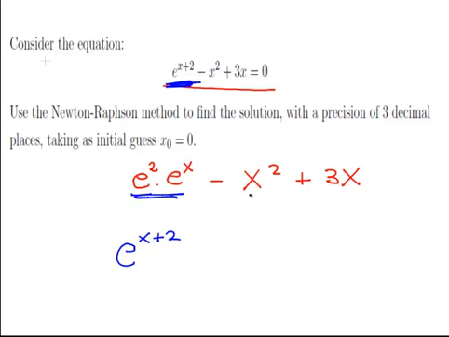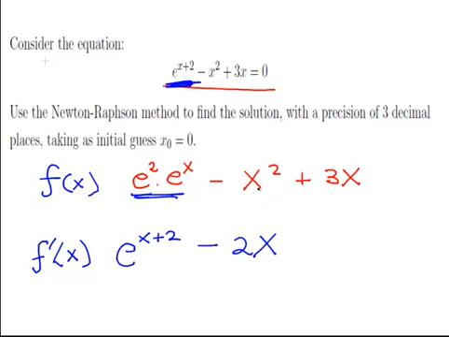This next part, minus x squared, the derivative of that is, let's use the notation f of x and f dash of x, that is 2x, the derivative of x squared. And now let's get the derivative of 3x, that's just 3.